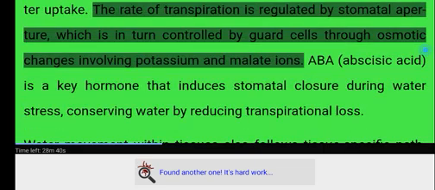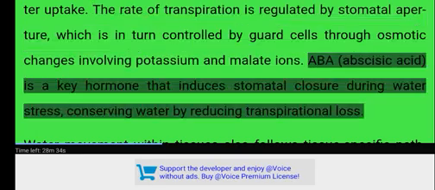The rate of transpiration is regulated by stomatal aperture, which is in turn controlled by guard cells through osmotic changes involving potassium and malate ions. ABA, abscisic acid, is a key hormone that induces stomatal closure during water stress, conserving water by reducing transpirational loss.